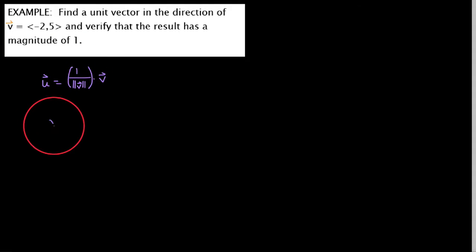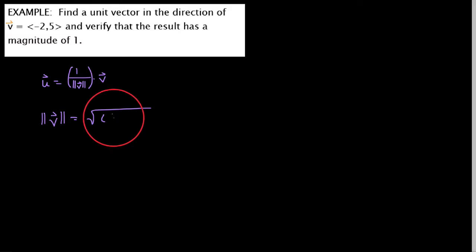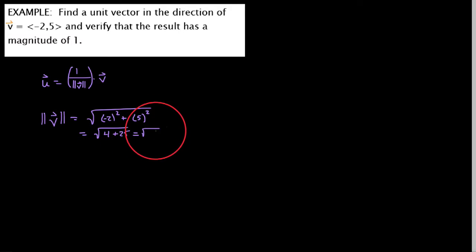So starting with this vector v here, we ask, what is the magnitude of v? We say that it is the square root of the squares of its components summed. Its x component is -2, and its y component is 5. So we get the square root of 4 plus 25, which is 29. So we get root 29. So root 29 is the magnitude of the original vector.